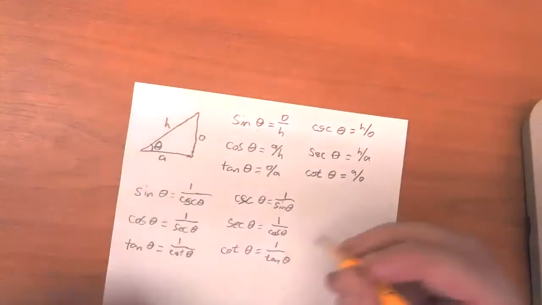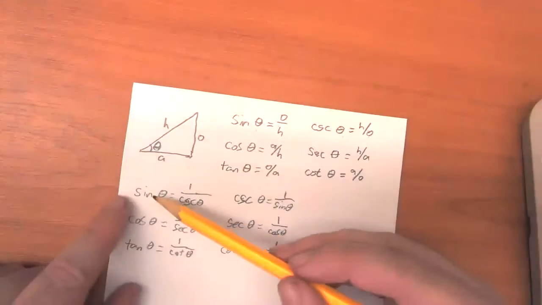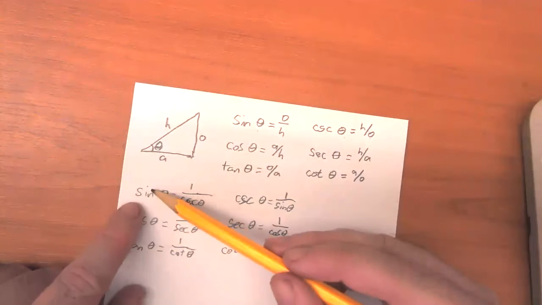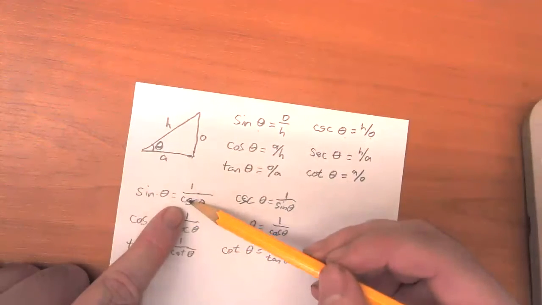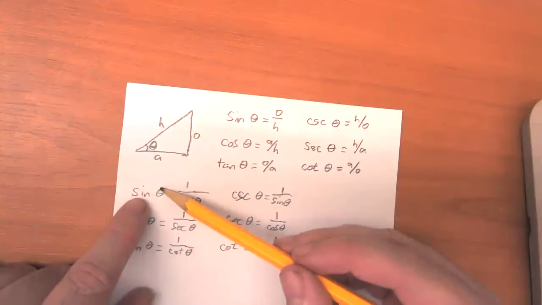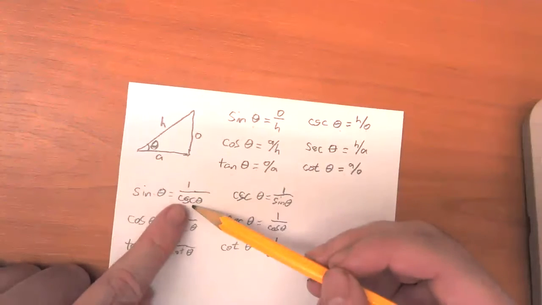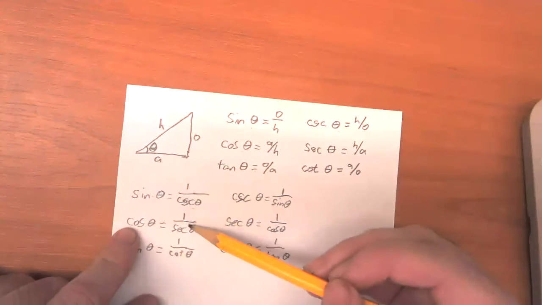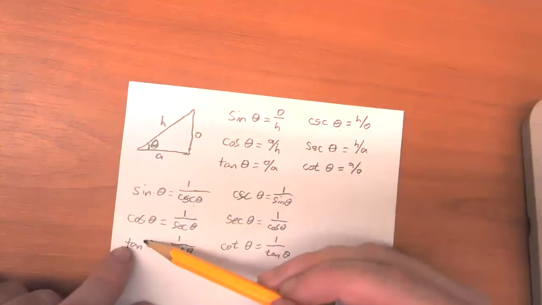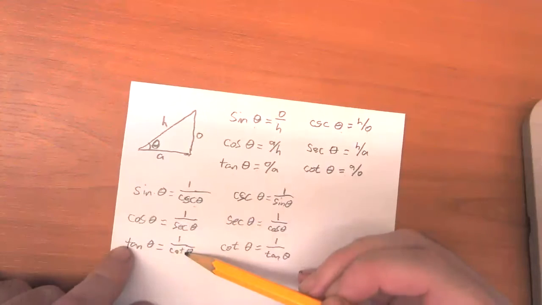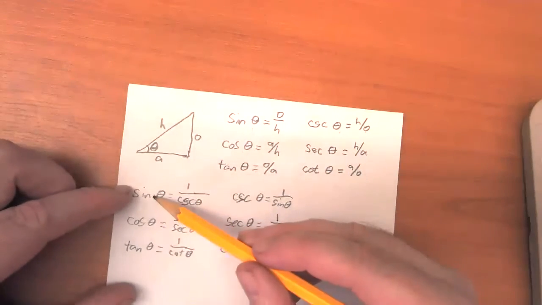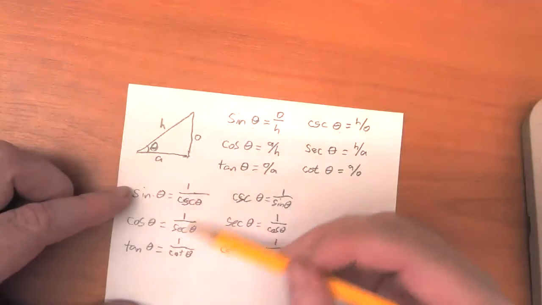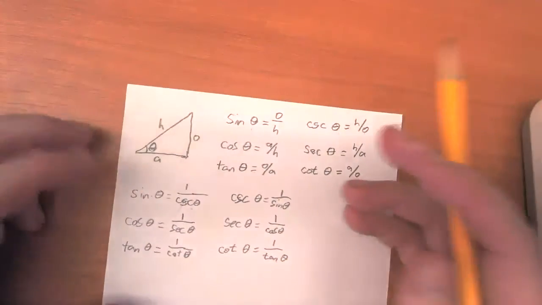The way I remember these reciprocal identities is I remember that each reciprocal pair has one function that has a co in it and the other one doesn't have a co in it. So sine goes with cosecant, cosine goes with just plain secant, tangent goes with cotangent, and the other way around. And the reciprocal of a sine or cosine is cosecant and secant.